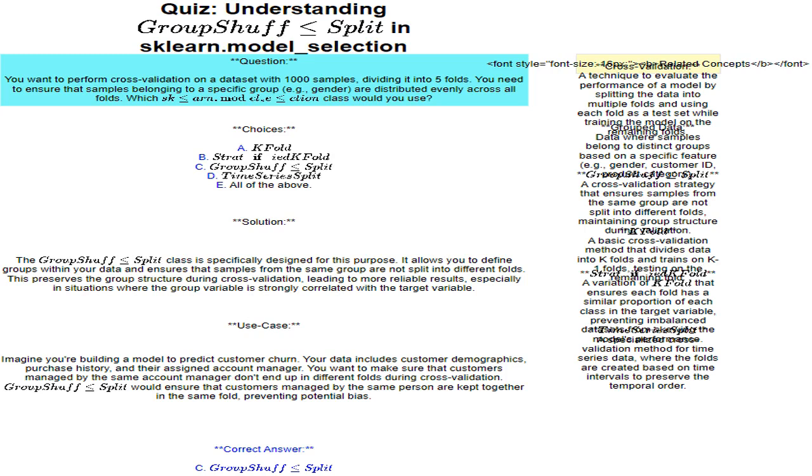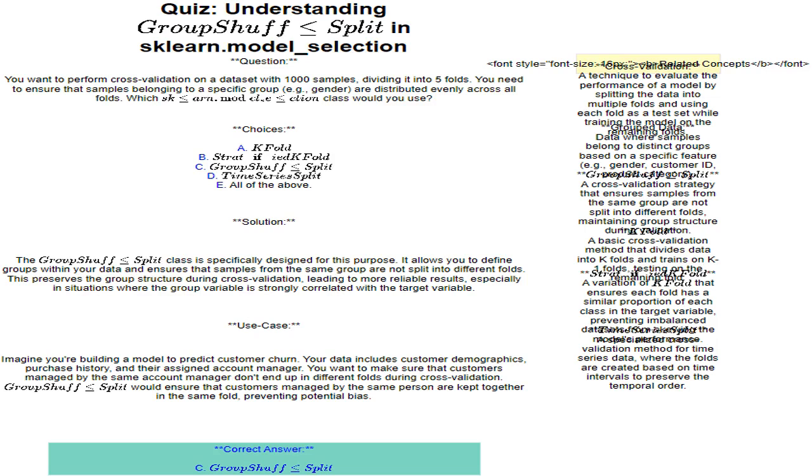You want to perform cross-validation on a dataset with 1000 samples. Dividing it into 5 folds, you need to ensure that samples belonging to a specific group, e.g., gender, are distributed evenly across all folds. Which sklearn model selection class would you use? A. K-fold. B. Stratified K-fold. C. Group shuffle split. D. Time series split. E. All of the above.